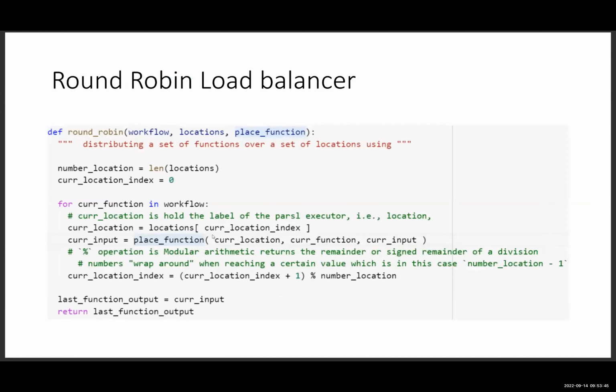This is a utility function that performs round-robin load balancing. It will take the workflow, any workflow, which is a list or data model that holds a set of functions and their dependencies, and a set of locations, which are the computing resources, and finally the placement function, which will take the current location or resource, map it to a specific function, and pass the input to it. This is the algorithm for the round robin.